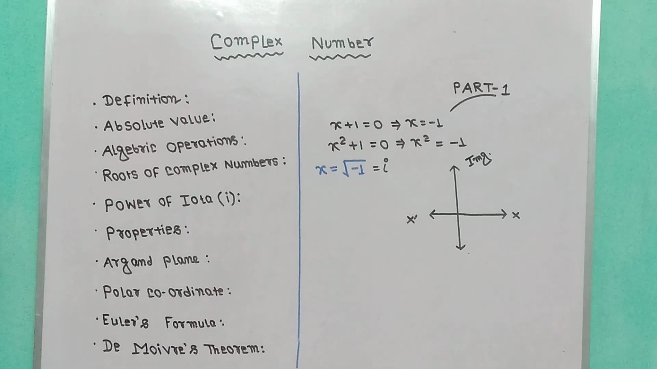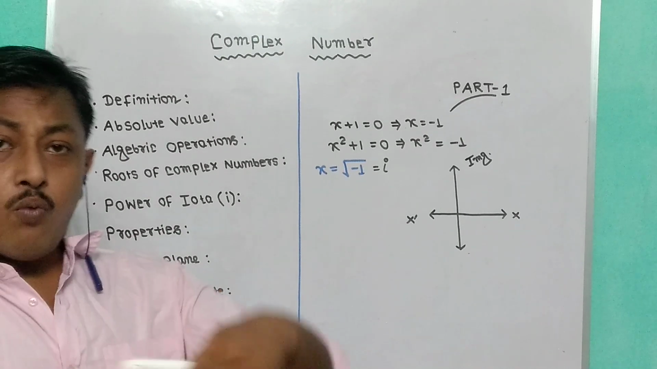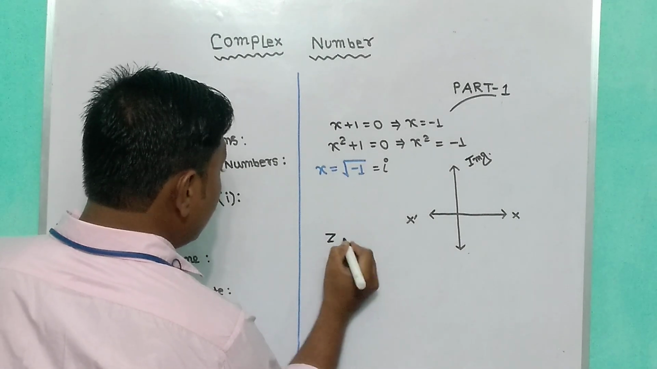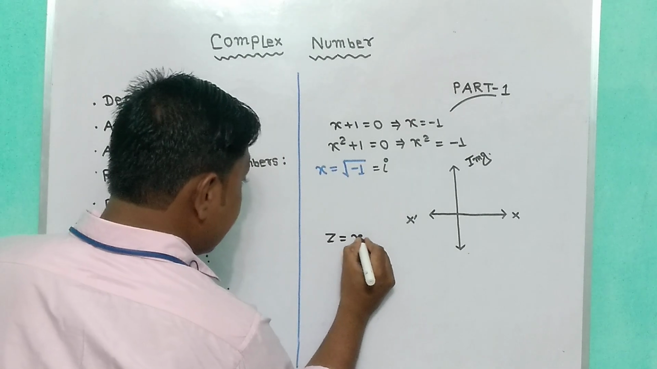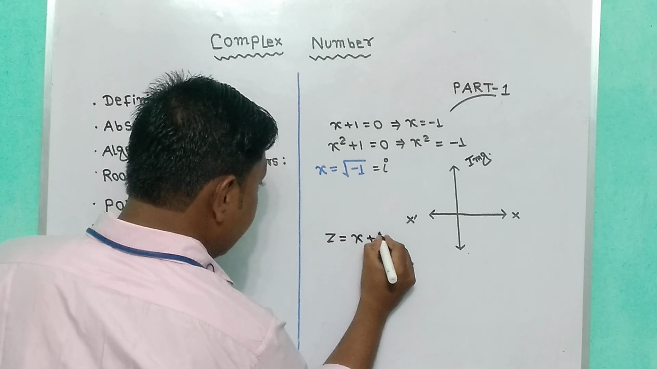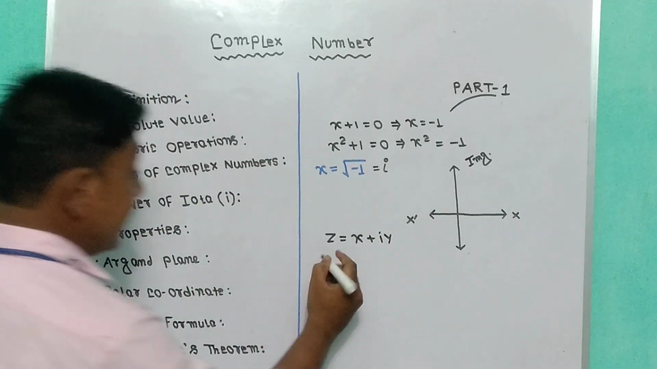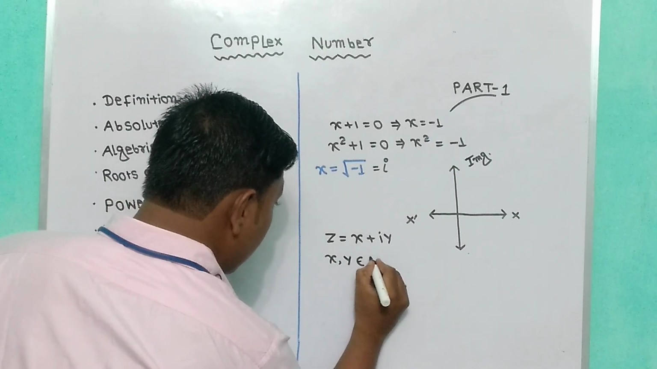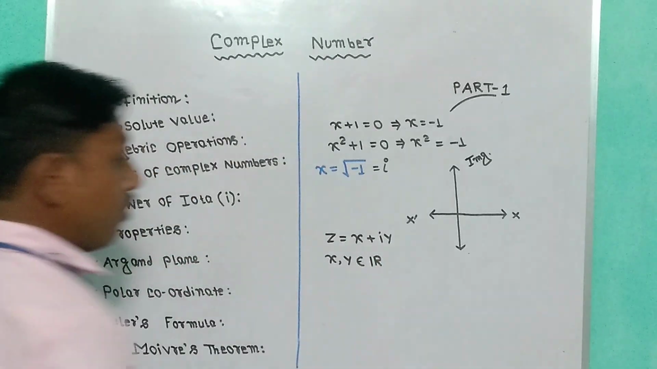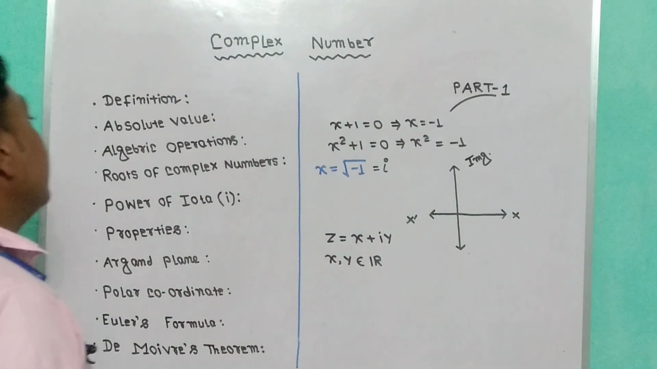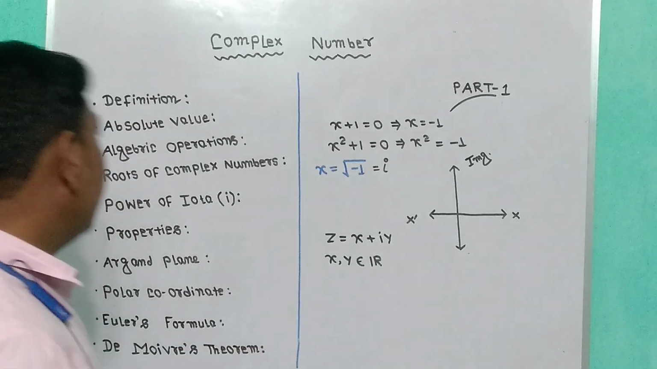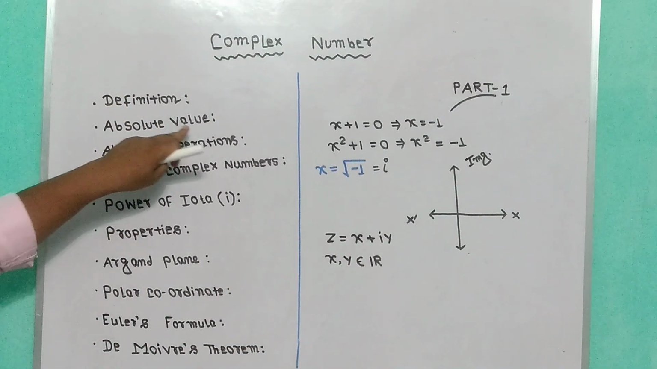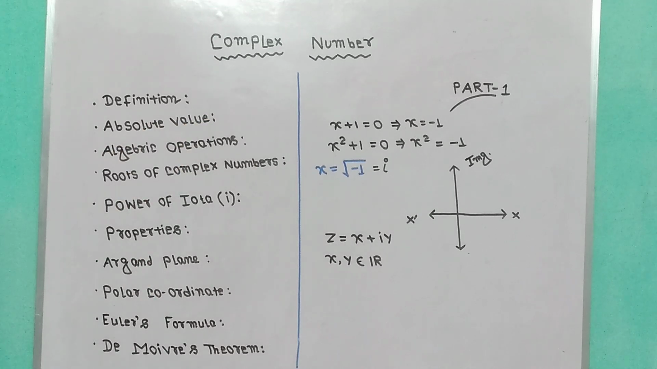Okay. So how can we write one complex number? See, if I write z equals to x plus iy, that means this x comma y, these two numbers belong to the real number set. Okay, so this is the basic thing of complex numbers. So what is absolute value? Next topic is absolute value.